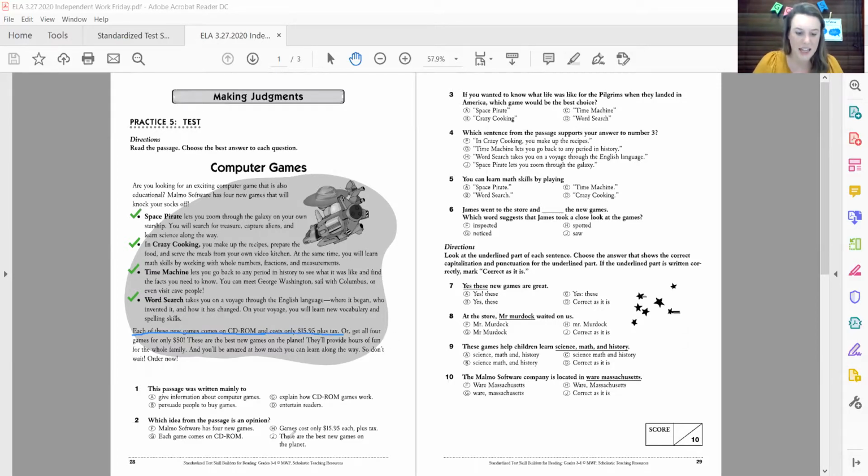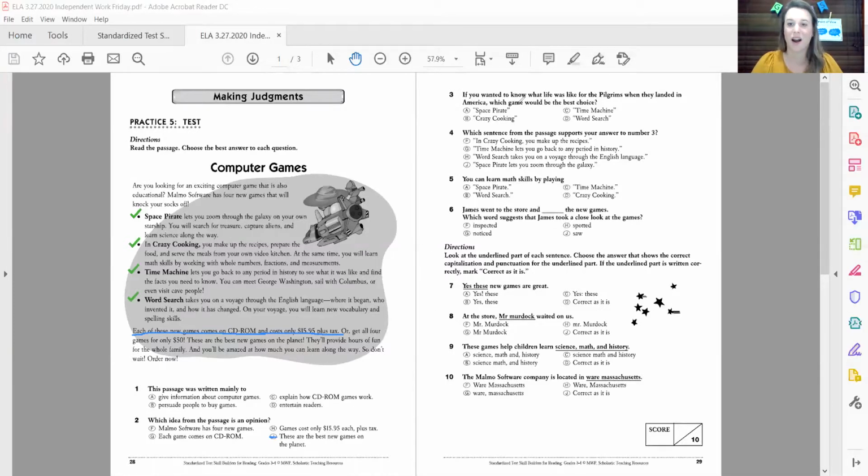And J, these are the best games on the planet. You could definitely argue that, because I know a lot of you would say, no, these are not the best games on the planet. Some of you would say Minecraft, or I don't know, Fortnite is a better game than these games. So yeah, that is definitely an opinion. So J is the opinion for number 2.